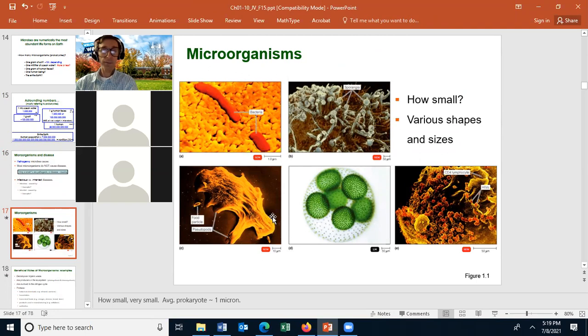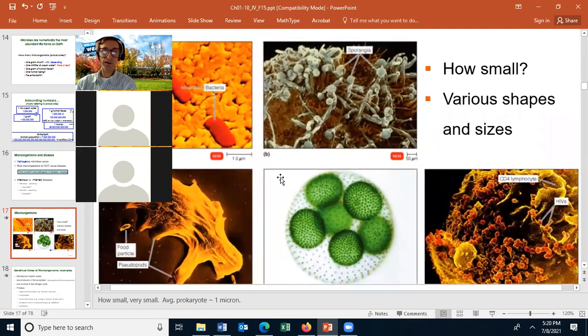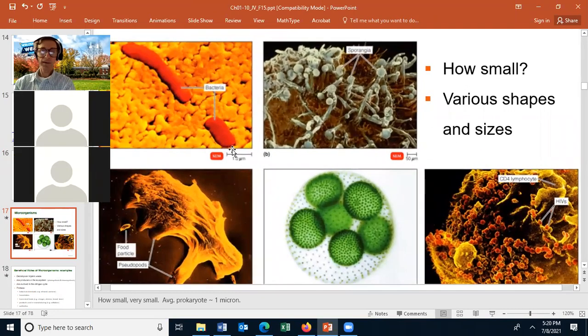All right, we're looking at different microorganisms, and you know they're small. How small is the average bacteria? Nobody's going to guess, so we'll say that they're small and they come in various shapes and sizes, and here we're seeing microorganisms of various shapes and sizes. To help you with the question, how small is the average bacteria? This is a bacteria, and there's a scale right there. Okay? So how small is the average bacteria?